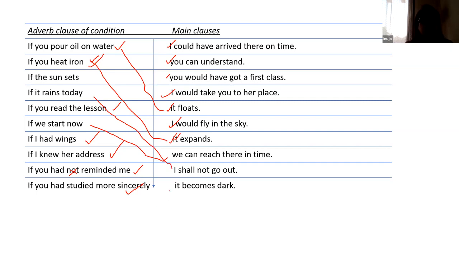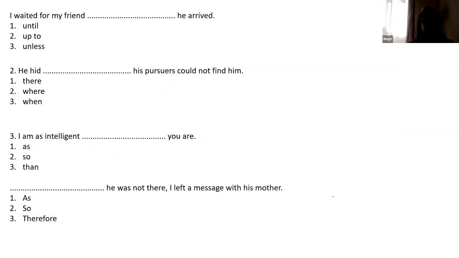It becomes dark if the sun sets. So you should say like this. You can say it becomes dark if the sun sets, or if the sun sets, it becomes dark. Either way, anything is fine. Okay. Now we are done with this, children. So let's go to the next one.